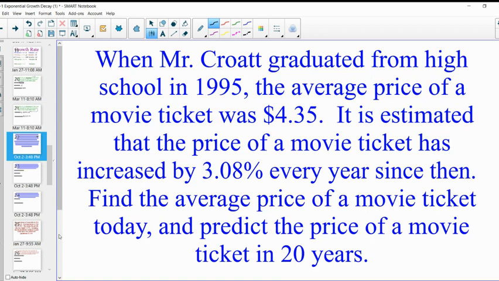My second example: when I graduated from high school back in the 1900s, the average price of a movie ticket was $4.35. Wouldn't that be great? I did a little bit of calculating, and I estimate that the price of a movie ticket has increased by about 3.08% every year since then. Of course, it changes over time, but I'll go with an average of 3.08%. And so find the average price of a movie ticket today, and also predict the price of a movie ticket in 20 years.